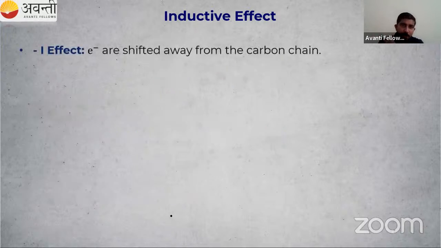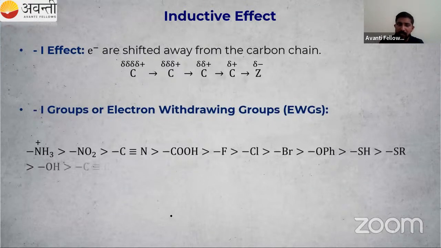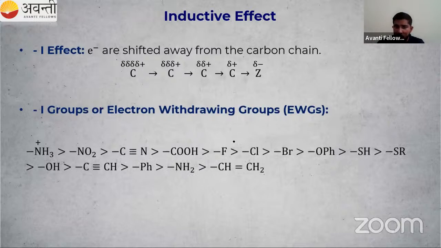After that, we studied the minus I effect, negative, right? They are taking electrons from the carbon chain. Negative people are not good people, they are villains. There are different examples of electron withdrawing groups: NH3 plus, C triple bond, fluorine, chlorine, bromine. What about the order? Fluorine, chlorine, bromine. Minus I is proportional to electronegativity, so fluorine has higher electronegativity and higher minus I effect.